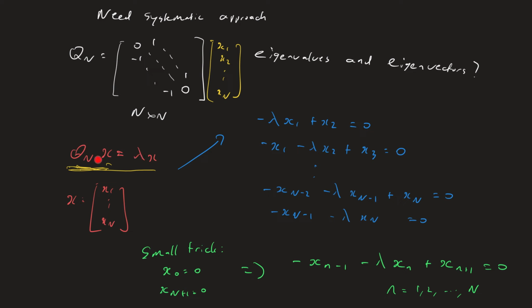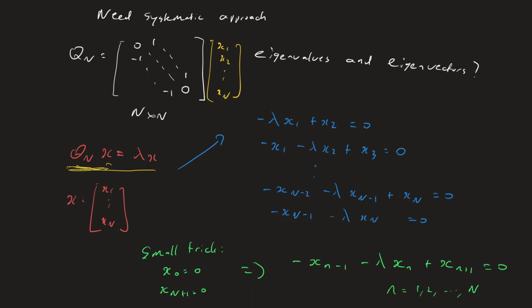The second row of this equation is found by observing it'll be negative 1 times x1 plus 0 times x2 plus 1 times x3 plus 0 times everything else here. So that should give us negative x1 plus x3, and that's equal to lambda times this expression here. The second row will be lambda times x2. Bring it to this side, negative lambda x2. So the second row gives us this.